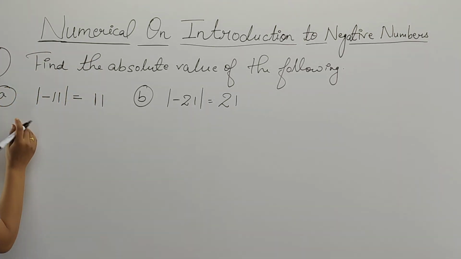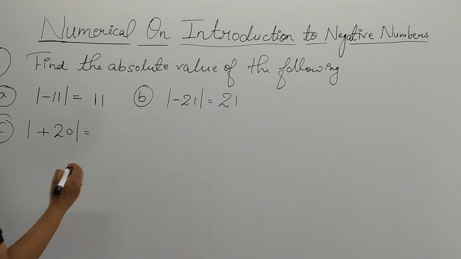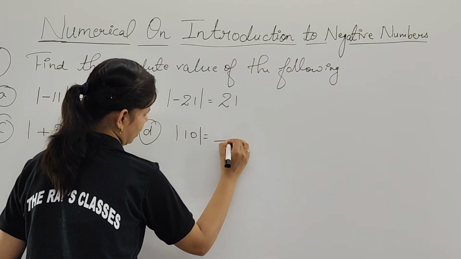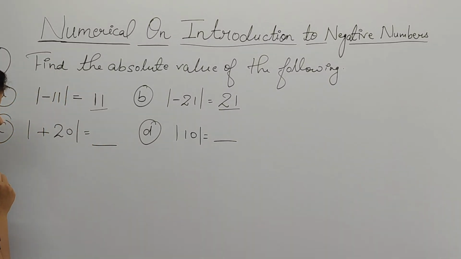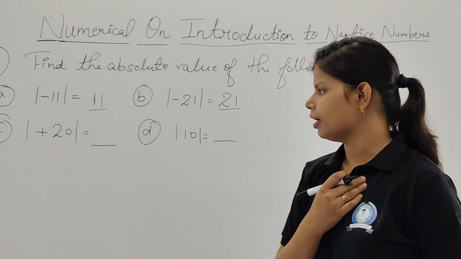Clear? Next, when we discuss the C part, please note down these two questions. C part I'll give you for solving. C part is given as plus 20. That will be done by you. I expect this answer from your side. And D is given as only 10. This also I expect the answer from your end. What answer are you going to give for these questions? I'm just seeing the answers in the comment section. Please give your valuable answers over there.